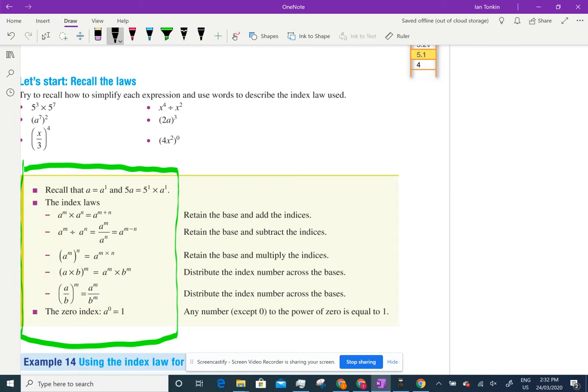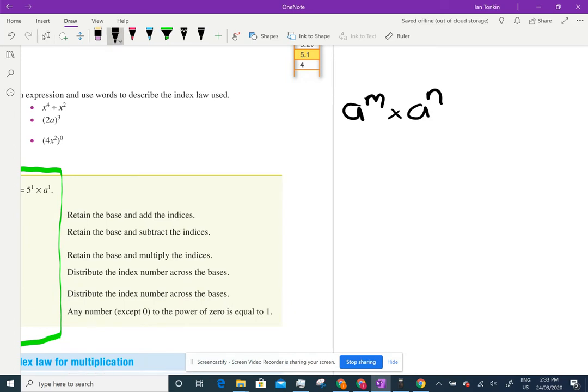So the first one, and you need to write these down, as long as we have the same base, that's an ugly a. As long as we have the same base, we're all right here. So a to the m times a to the n, or when I've got the same base, I can just add the powers.